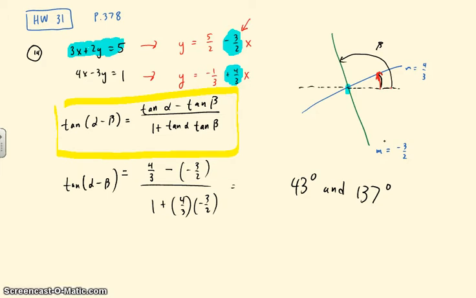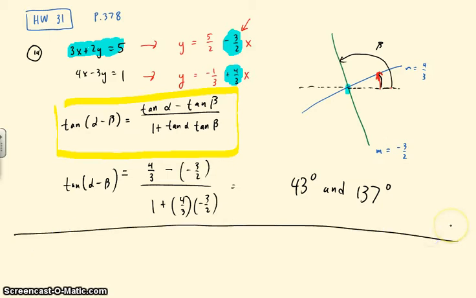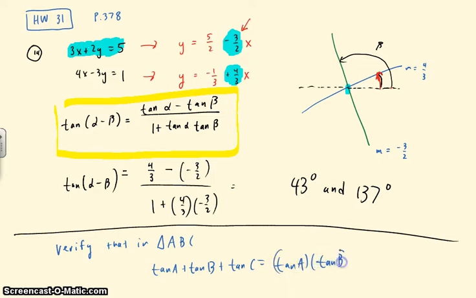Next problem was number 28, and this is actually literally the first problem we did in this chapter. We did it in class. So this is kind of the theme of some of these homework questions. Verify that in a triangle, if you add the tangents of the angles, you get the same thing as if you found the product of the tangents. It said verify that, so we're not proving it, we're just picking some angles and seeing that it works. This is exactly what we did in class, so I'm not going to go over that one.